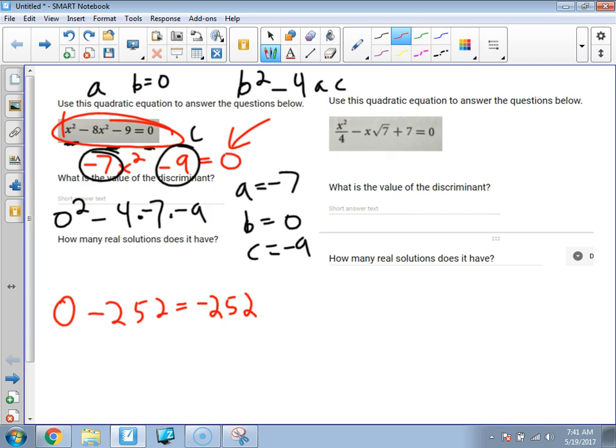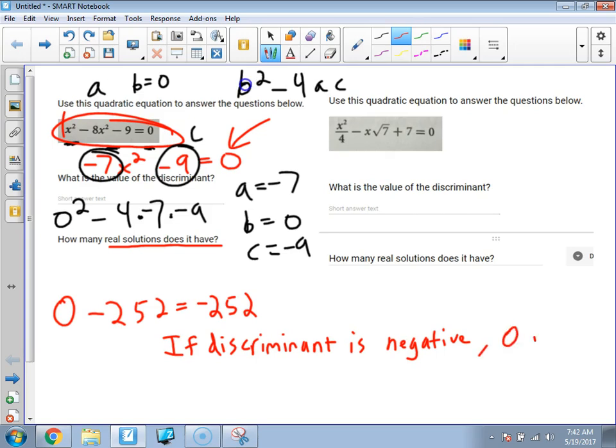Then it says, how many real solutions does it have? Here are the 3 different situations. If your discriminant is negative, make sure you're listening. If the discriminant, like what we just found, is negative, you have no real solutions, or 0 real solutions. 0 real solutions if the discriminant is negative.